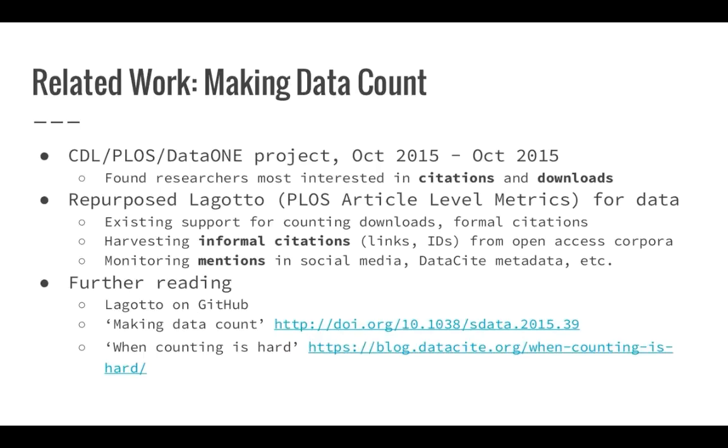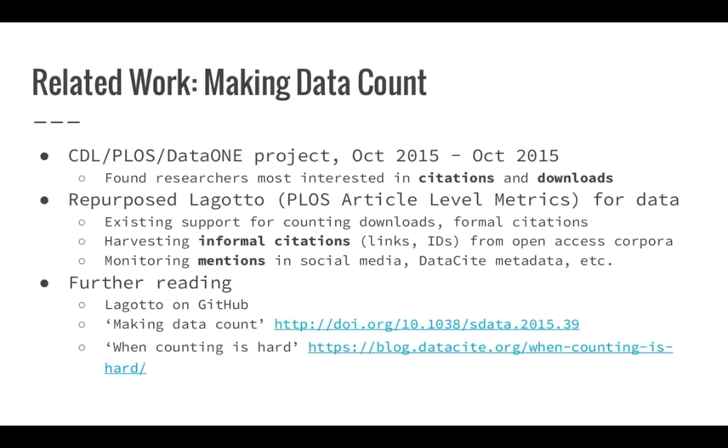So they put in some facilities into Legato for searching for those kinds of informal citations, mentioning some links and identifiers from open access corpora like Biomed Central, Europe PubMed Central, Public Library of Science, and the API that Nature provided for their open search service. And they also adapted it so that it could look for mentions of data sets, again using things like data DOIs and other identifiers, looking for those in social media sites like Mendeley, Facebook, Twitter, and also for mentions of related data sets in the dataset metadata schema. So there's some links on the screen there if you want to read more about that project.